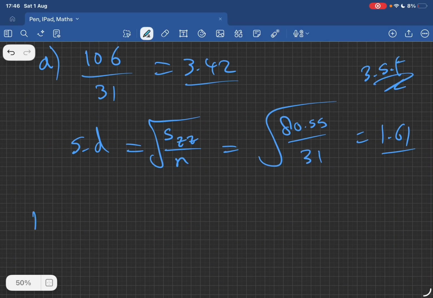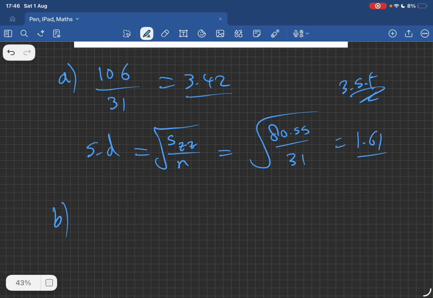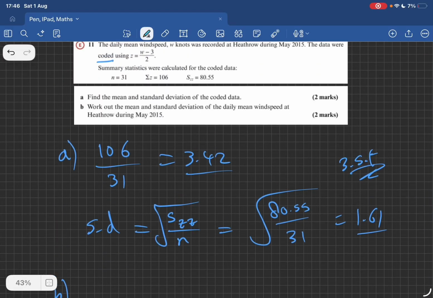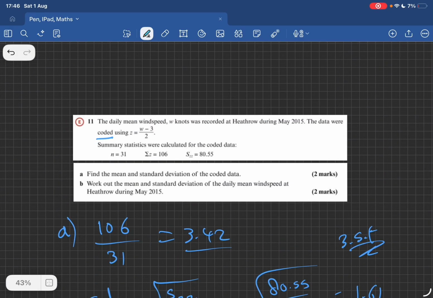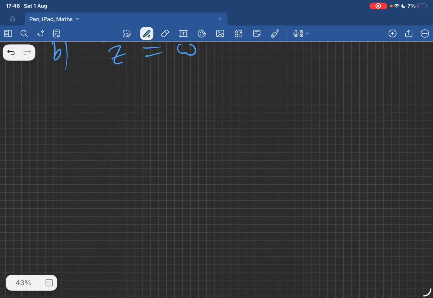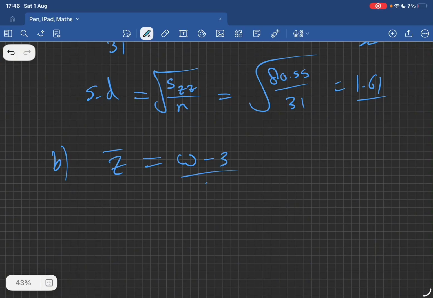Now part B. Part B is kind of a rule, a trick that you need to know. When we find our mean, we're going to share this relationship. We're told here that every value of z is coded to be w take away 3 divided by 2. So our mean is going to move in this case, because we're adding them all together and then dividing by how many we have. So the mean is going to move with both of these.